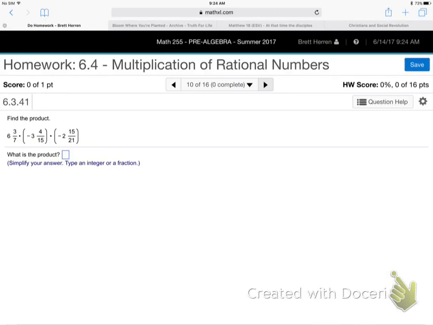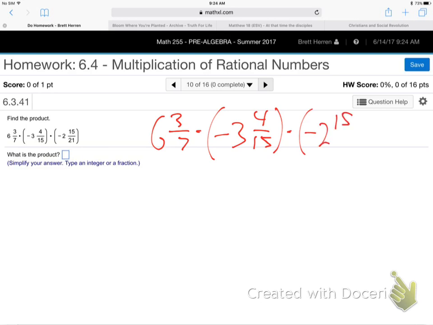This will be the last of the pure number ones, I guess. Number 11 starts with the letters. So 6 3/7 times minus 3 4/15 times minus 2 15/21. First off, let's determine the sign of the answer so we don't have to mess around with signs. In the end, is it going to be a positive or negative answer? Positive, because you've got two negatives multiplied.